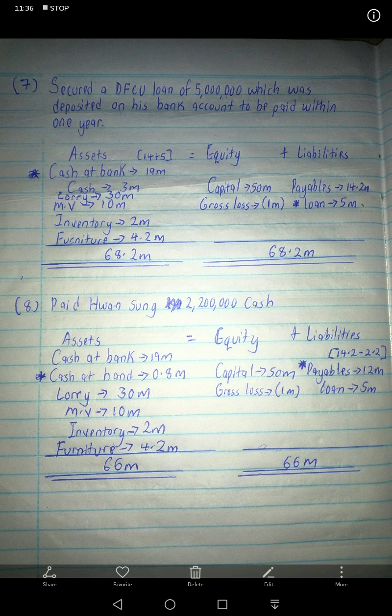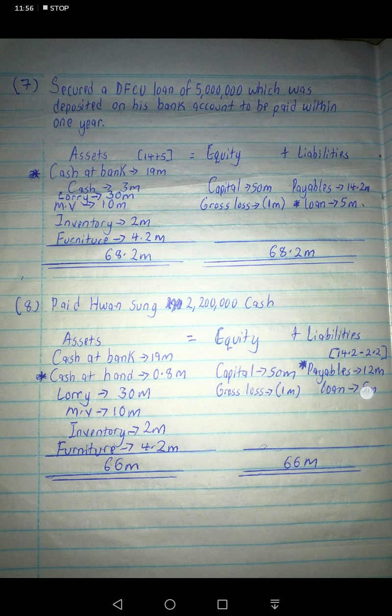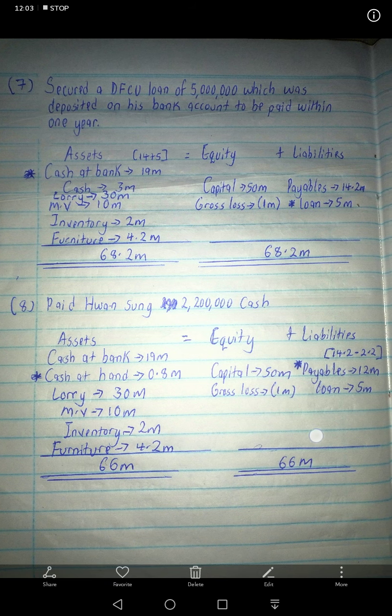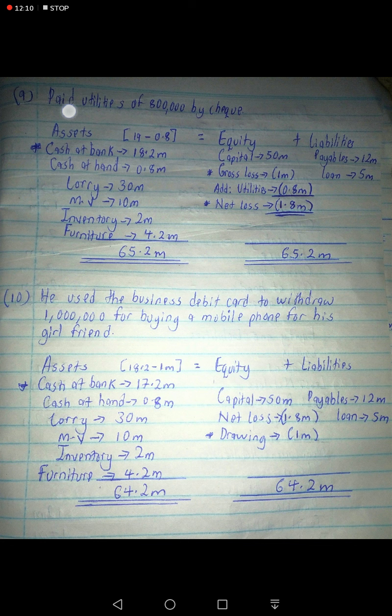Then equity remains the same, capital 50M, then gross loss. And then here our payable is going to be reducing because we paid Hang Seng. Remember, we had taken goods previously on credit, so it's going to be 14.2 minus 2.2, which is going to give me 12M. Then the loan of 5M. When I add these, I'll get 66M. So after knowing that, it takes me to transaction 9.